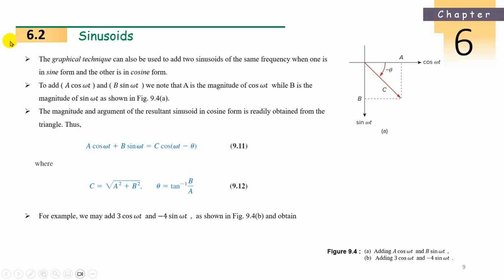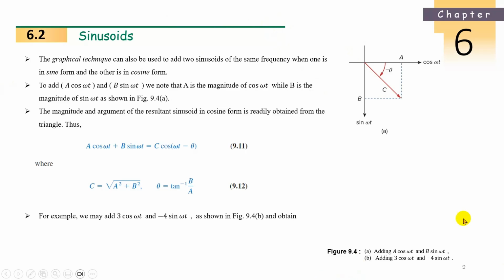Now what is the angle? Cos omega t has A, and B is minus 4. So theta is equal to tan inverse of B by A. B is minus 4, A is 3. Find the angle; 53 point something degrees will come. Check: tan inverse of minus 4 by 3. Is 53 coming minus or plus? You have to tell.